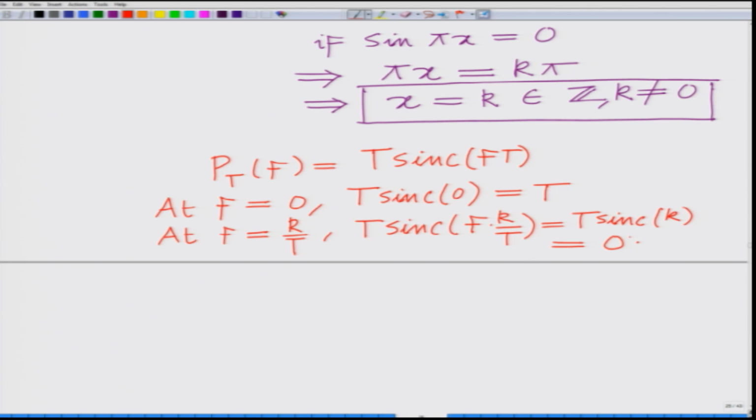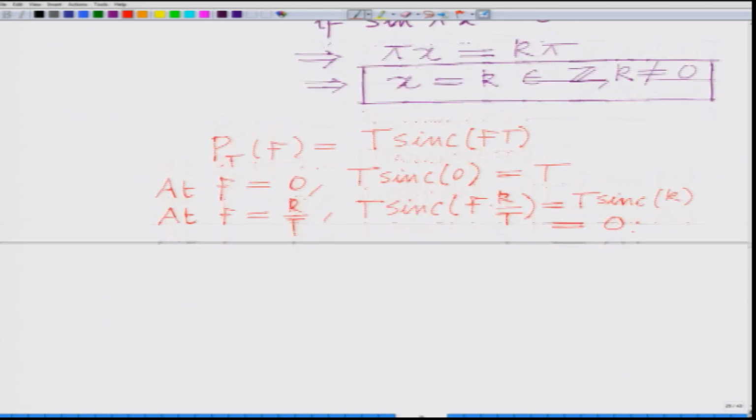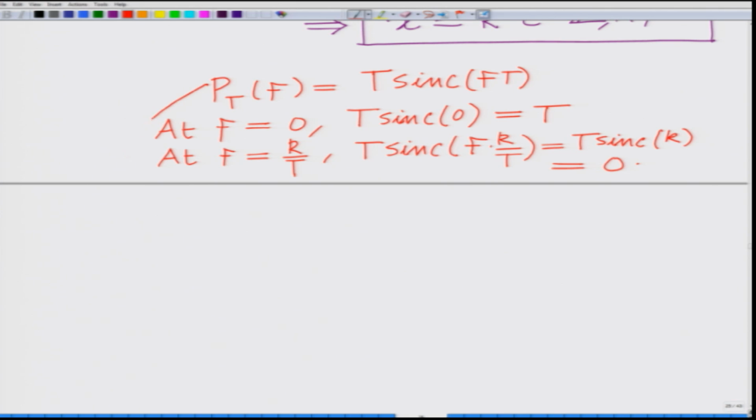So, at f equal to 0, the frequency response T sinc(fT) is equal to capital T. At any other f such that f equals k over T, that is multiples k of the inverse duration 1 over T, where T is the duration of the window, at all k over T, where k is any integer other than 0, the frequency response is 0. And if you look at this, let us go back and look at this.